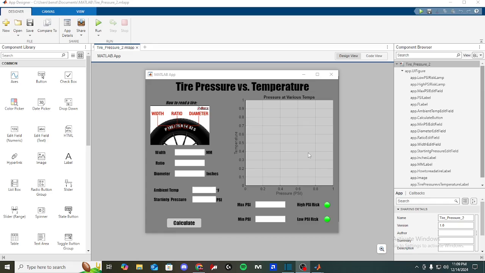For the final project, I decided to do a tire pressure versus temperature calculator. What this does is show you how tire pressures will change along a 0 to 100 degree temperature difference. What I have here is a picture of how you would read your tire.